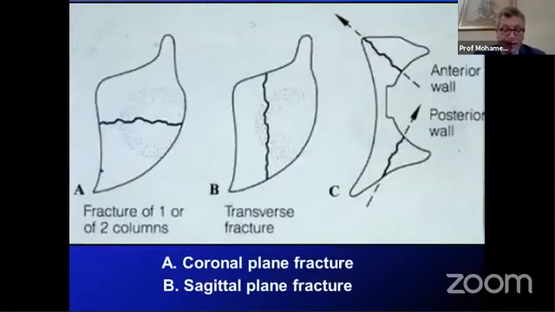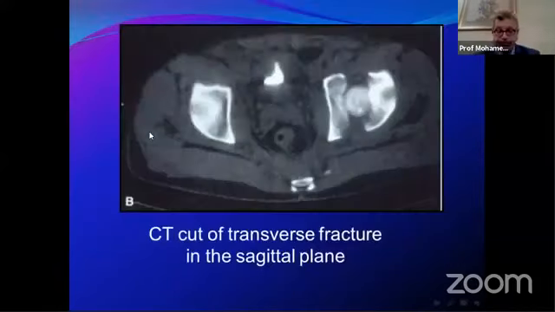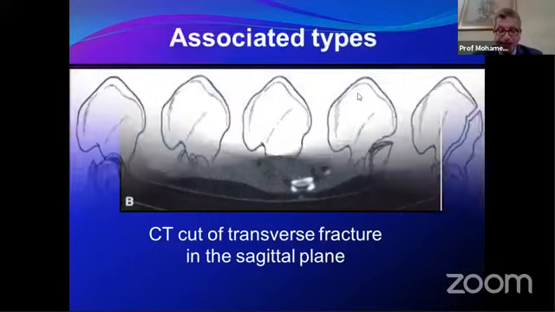How? Let's see. The coronal plane fractures, number A, this is the coronal plane fracture of one or both columns, and this is the sagittal plane fracture, which is the transverse fracture. So the transverse fractures are sagittal plane fractures, whereas the both column fractures are coronal plane fractures. This is a CT cut of the transverse fracture in the sagittal plane.